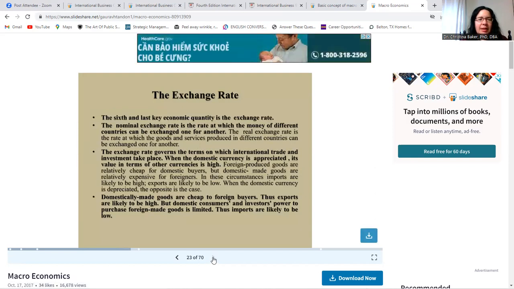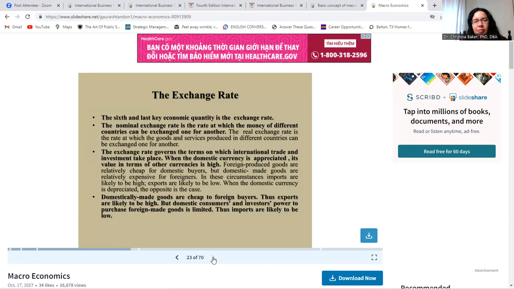Exchange rate, the sixth and last key economic quality, is the exchange rate. The nominal exchange rate is a rate at which the money of different countries can be exchanged one for another. The real exchange rate is a rate at which the goods and services produced in different countries can be exchanged one for another. The exchange rate governs the terms on which international trade and investment take place.